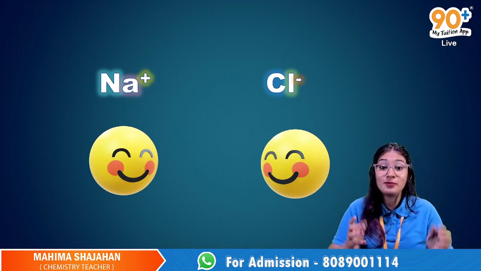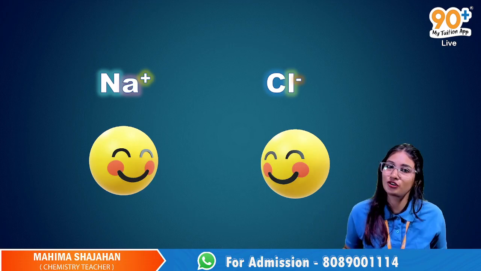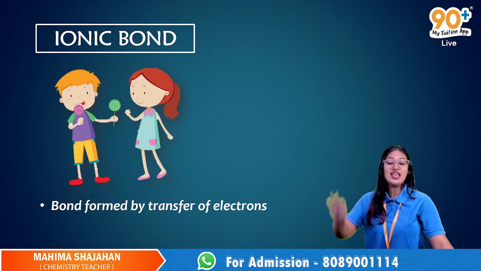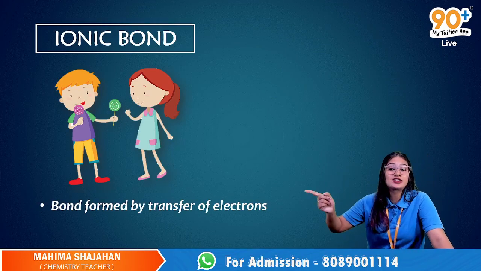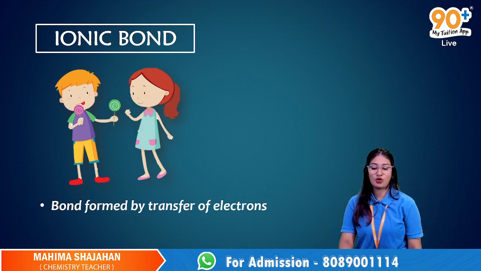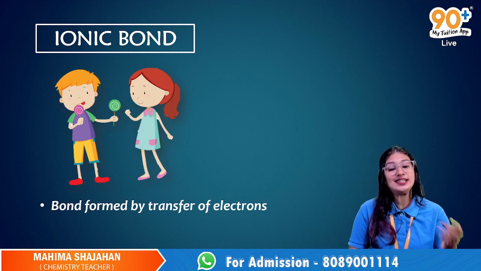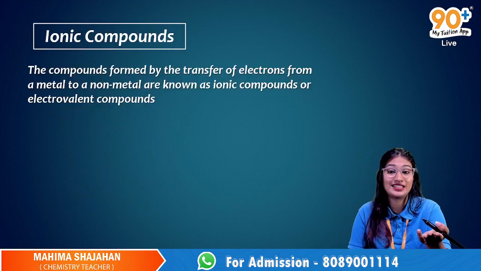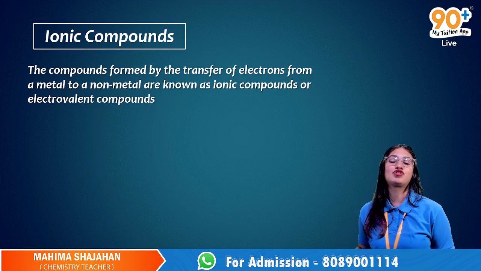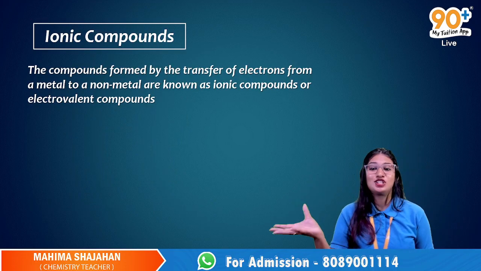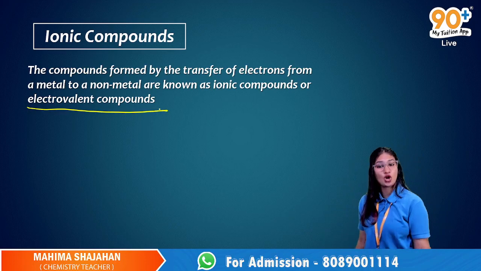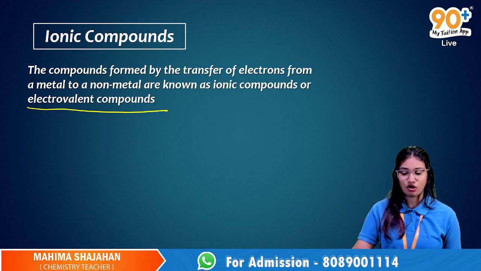Now they form a bond. And what is this bond called? It is called an ionic bond. The bond formed by transfer of electrons. One gives electrons and the other takes electrons, it is called an ionic bond. So when a metal and a non-metal combine, they form ionic compounds. So what are ionic compounds? The compounds formed by the transfer of electrons from a metal to a non-metal. They are also known as electrovalent compounds. That is how ionic compounds form.